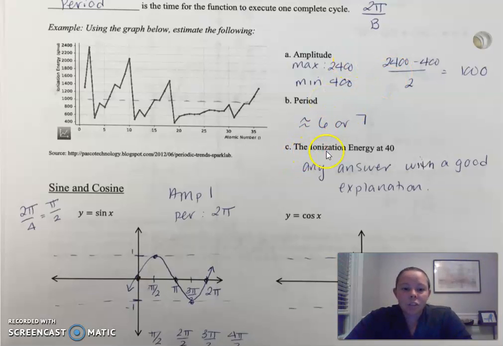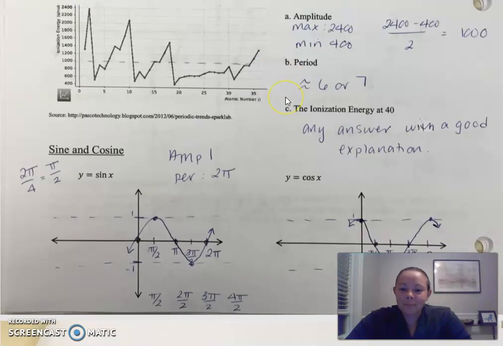And then the ionization energy at 40, so any answer with a good explanation. So 40, notice that goes past the graph. So if you were to continue this, what would you estimate to be the value? And again, whatever you have a good justifiable answer, okay?